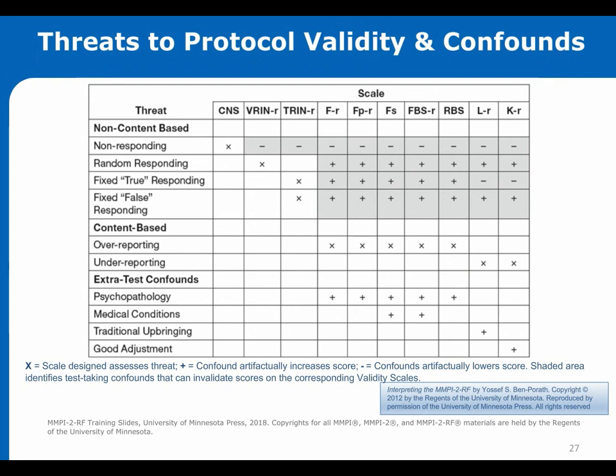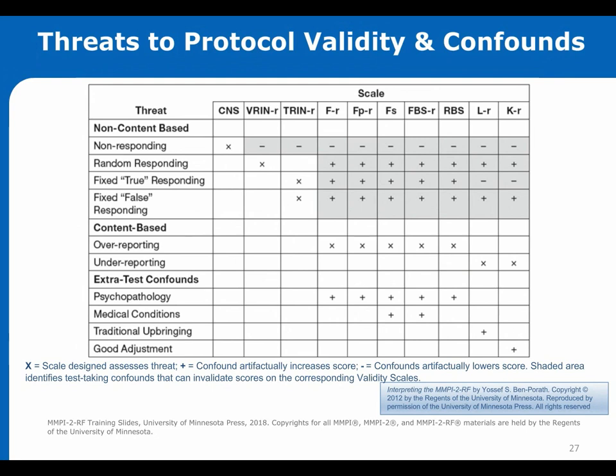Looking at the next row, fixed true and fixed false responding, we see that TRIN assesses both of these threats. And here too, if an individual has an elevated score on TRIN, it's going to increase most of the validity scale scores and also invalidate scores on those validity scales: F, FP, FS, FBS, RBS, L, and K.